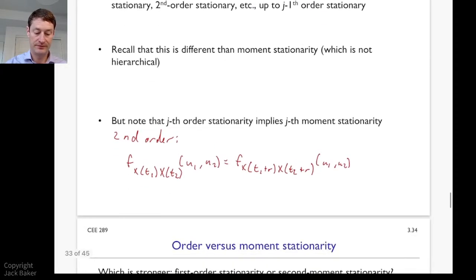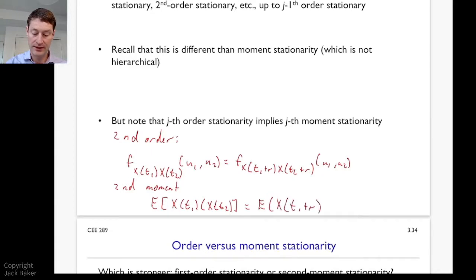Second moment. That means that the expected value of x at time t1, x at time t2 is equal to the expected value of x at time t1 plus r, x at time t2 plus r. Right? If those expectations are equal, then we're second moment stationary.